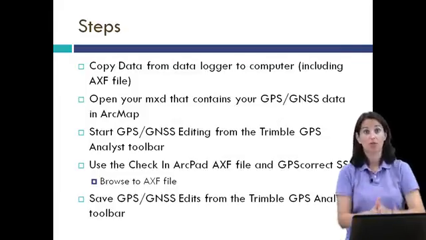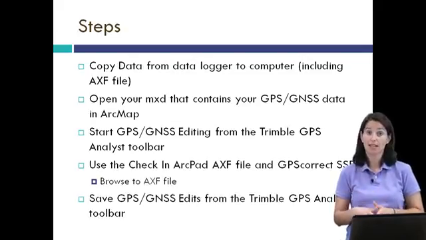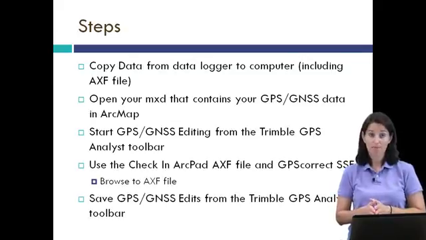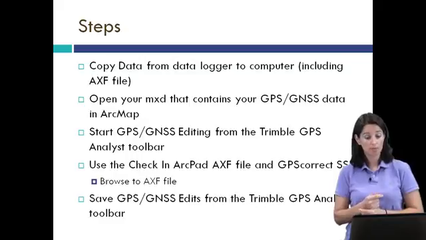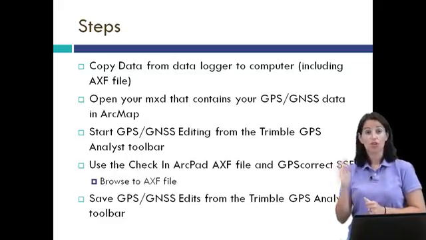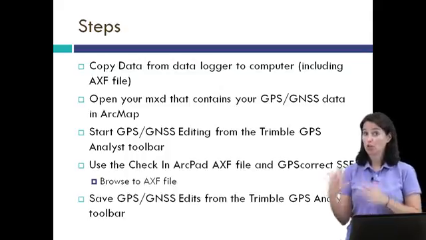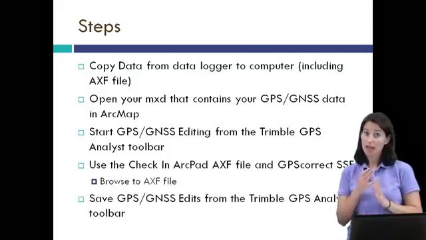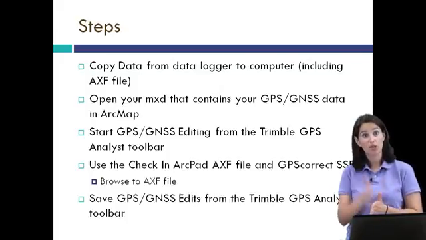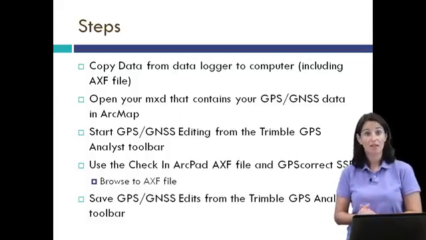It's on the computer. So now you can open up the MXD that contains your GPS or GNSS data in ArcMap. Then you start your editing from your Trimble GPS Analyst toolbar. Then you use the check-in AXF and GPS correct SSF file. You'll browse to where the AXF file is on your computer that you just copied over. Once you do that, it's going to come in and tell you how many you've added, modified, deleted, etc. And then you go ahead and save your edits from the Trimble GPS Analyst toolbar.